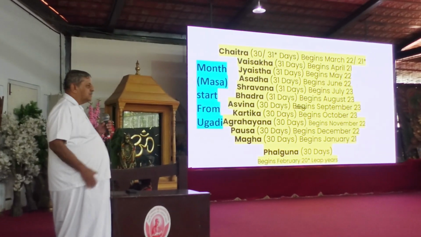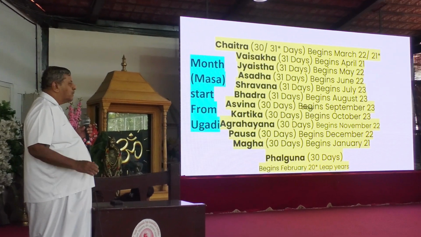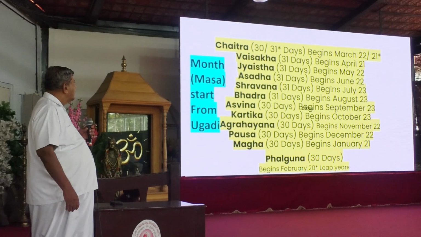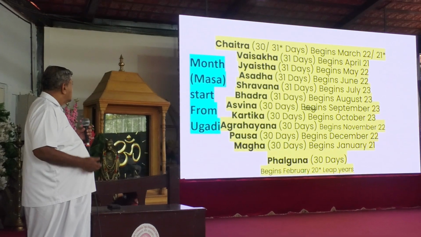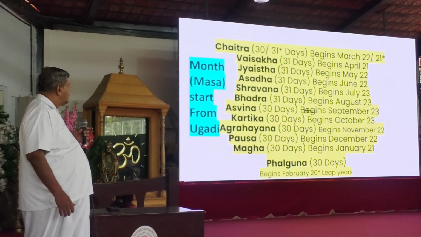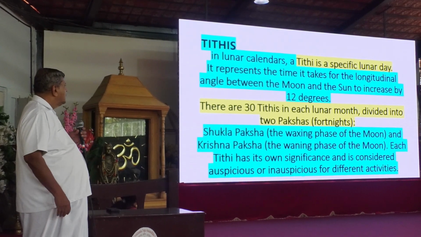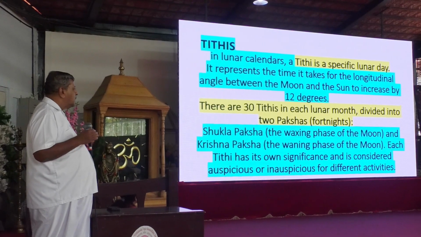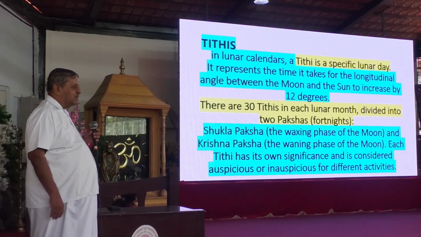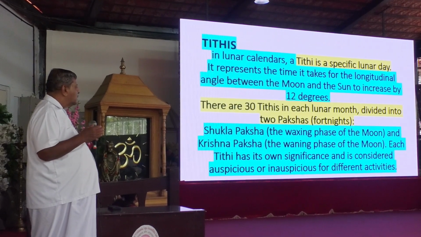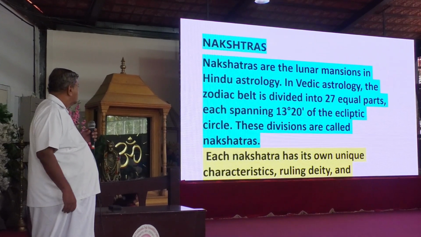And then comes the months. We have the months called Masa. They start from Ugadi and go on: Chaitra, Vaishakha, Jyeshtha, Ashadha, Shravana, Bhadrapada, Ashwayuja, and all the rest, up to Phalguna. These are the months. Then we have the Tithis. Tithi is a specific lunar day. There are 30 Tithis in each lunar month, and they are divided into 2 Pakshas, fortnights, Shukla Paksha and Krishna Paksha.